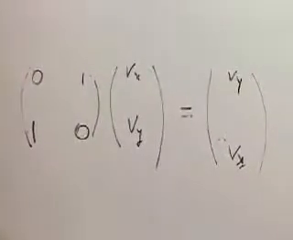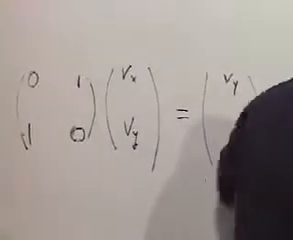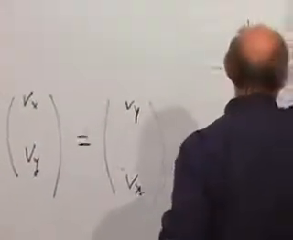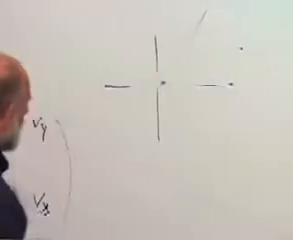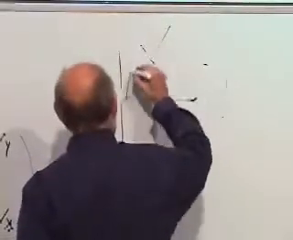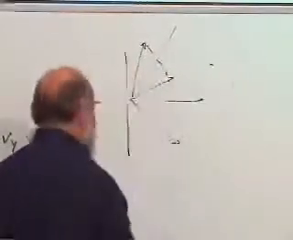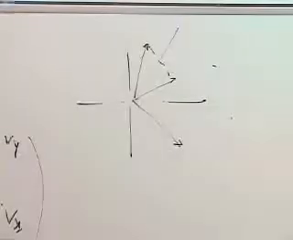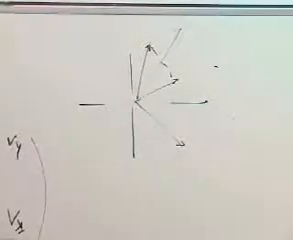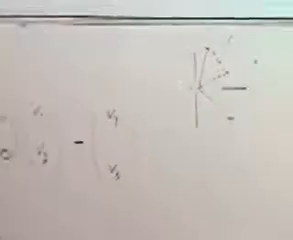Anybody see geometrically what that corresponds to? A reflection. It's a reflection of the vector space about this diagonal. It takes every vector and reflects it about that diagonal. Just flips it about that diagonal. That's this matrix.